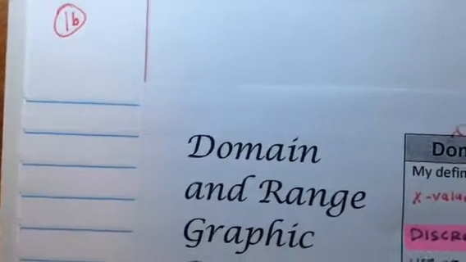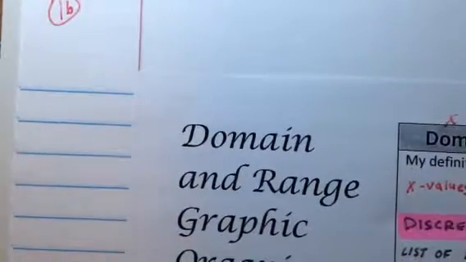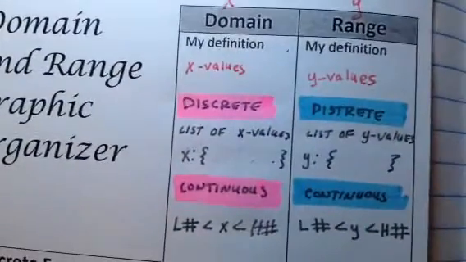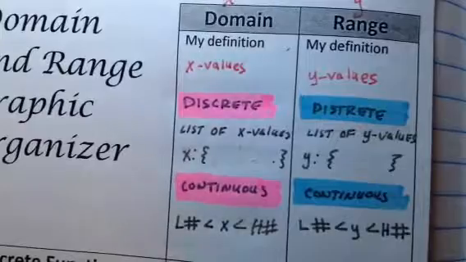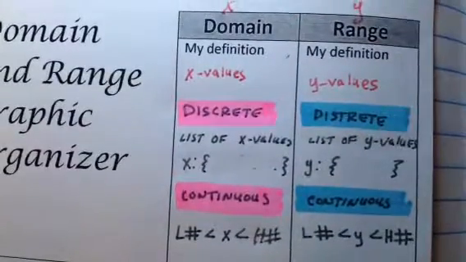Turn to page 16 of your iPods. You should have already glued down the Domain and Range graphic organizer that you received yesterday. If you were absent or left yours in class, Coach Cooper should have a couple of extras. So take a few minutes and copy this down, and I'll explain what it means in just a second.